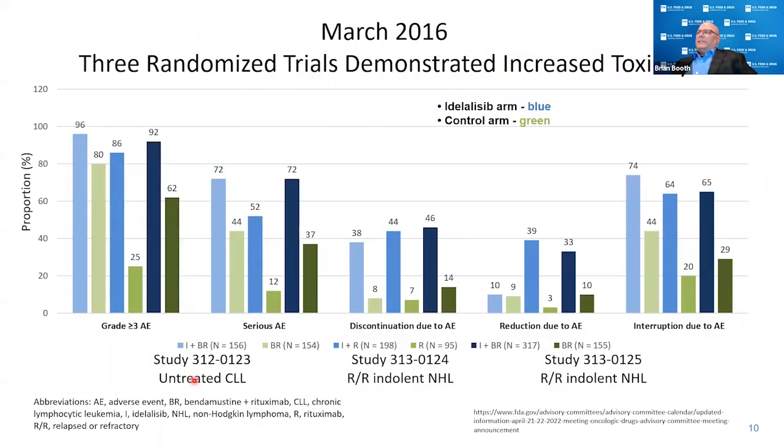Now, another way to look at this is to look at what happens to the dose modifications. So this slide is a little complicated, but it shows us dose interruptions, dose reductions, discontinuations, as well as serious AE and grade 3 or greater AEs across these trials. And idelalisib is shown in blue, and the comparator arm is green. And just looking at this quickly, you can see that the events occurred at much greater rates with idelalisib, and in some cases, they were much greater than the comparator arms. So again, it's underscoring that there's problems with this. There's some toxicity associated with this drug that is very problematic.